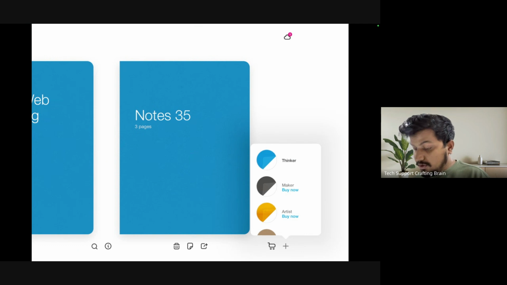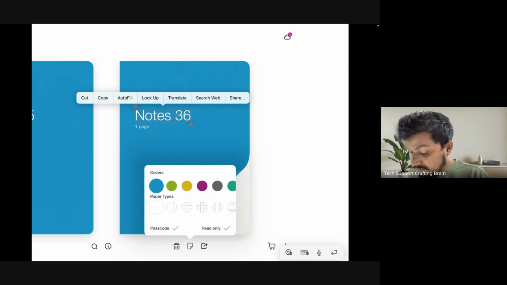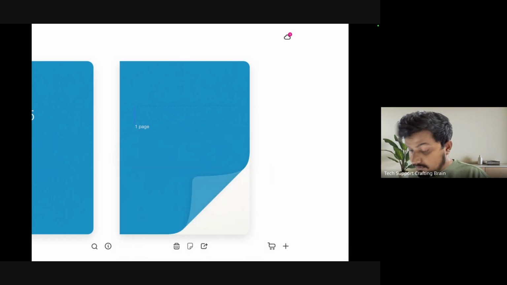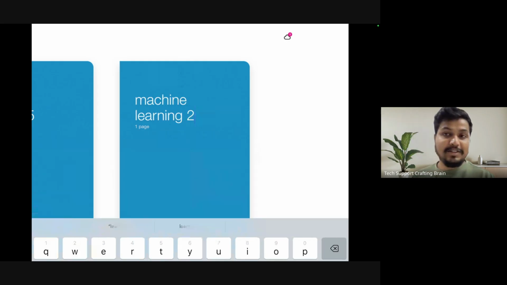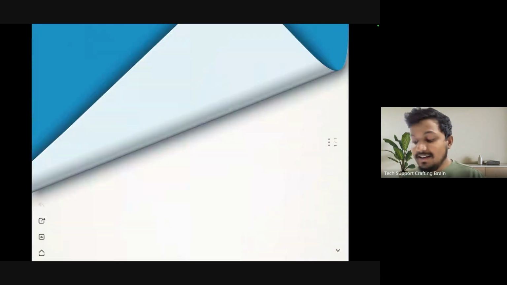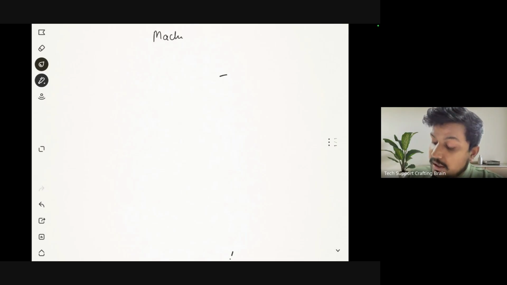Let me just create a new tab, machine learning one. Guys, I can't see the chat. Generally, I will not be able to see the chat when I share the screen into the iPad and Notepad. So if you can speak it, that is also fine for me. There are no issues.